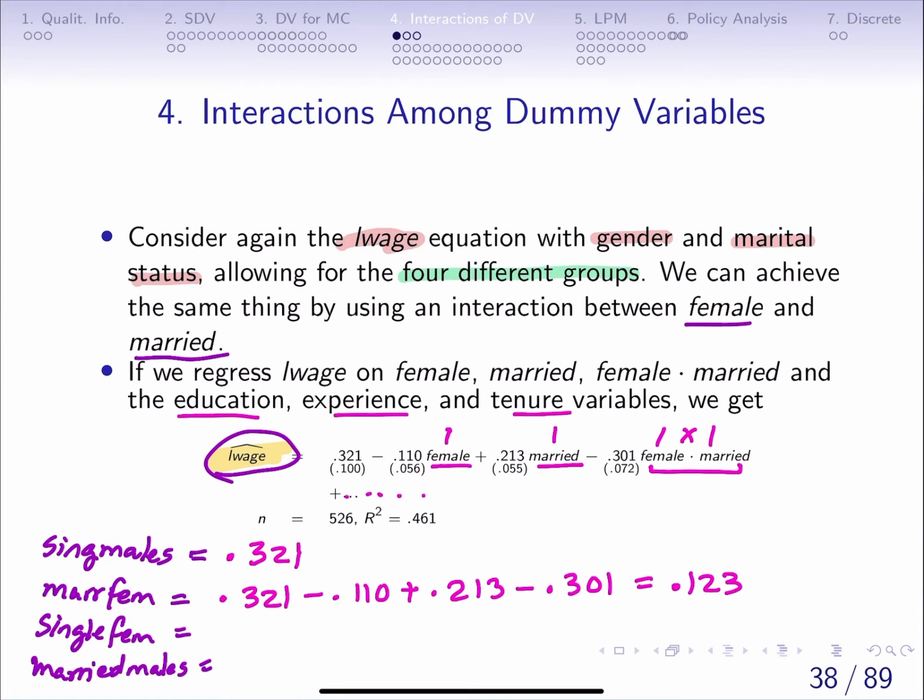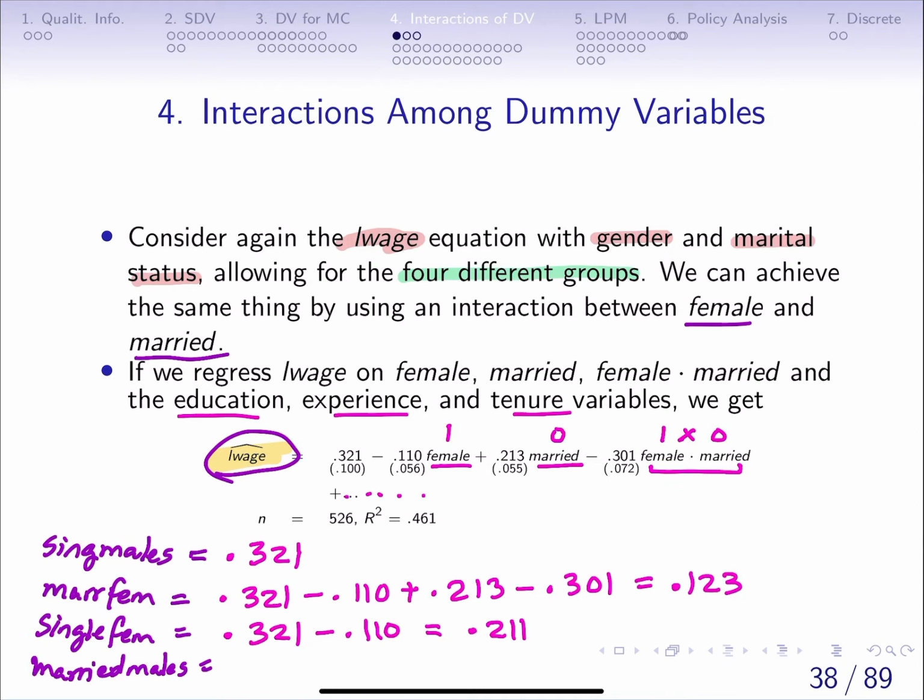And for single females, we're going to again plug in the numbers here. For single females, female will be 1. Married is going to take the value of 0. This is 1 times 0. So we're going to be left with 0.321 minus 0.110, which is equal to 0.211.